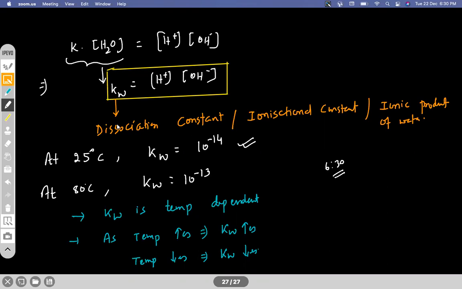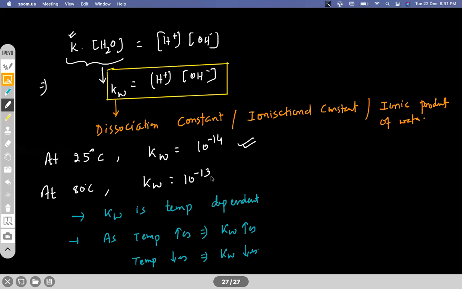Yeah, okay. So we had discussed this. At 25 degrees Celsius, Kw value is this. At 80 degrees Celsius, Kw value is 10 to the power minus 30. Kw, since it is a function of an equilibrium constant, also depends upon temperature. As temperature increases, Kw increases; as temperature decreases, Kw decreases, because the dissociation of water is endothermic in nature.